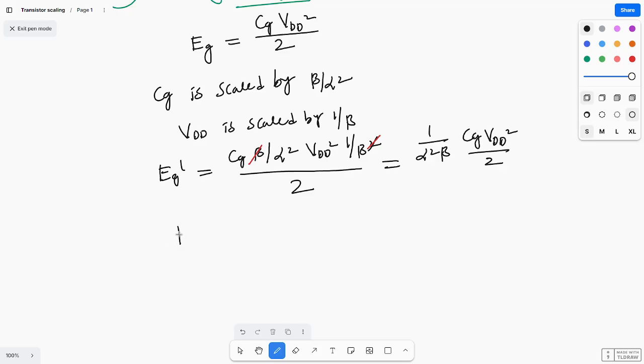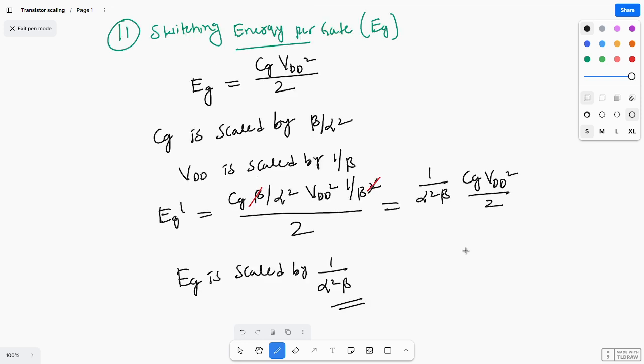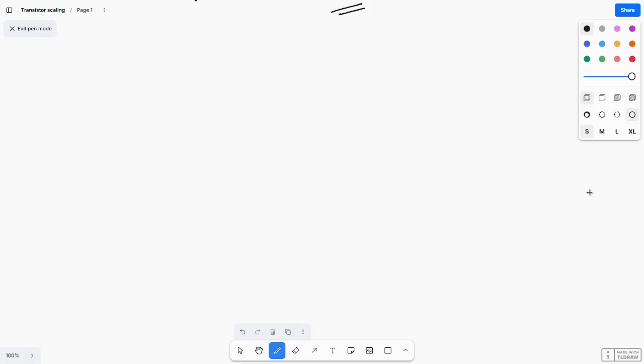Okay, so Eg is scaled by 1 by alpha square beta. That is nothing but switching energy. Okay, and next we'll see power dissipation.